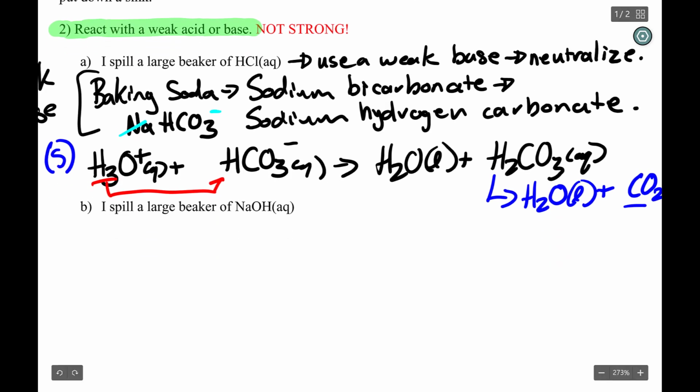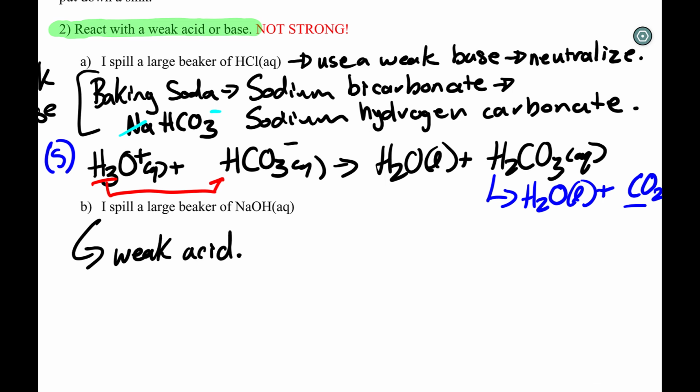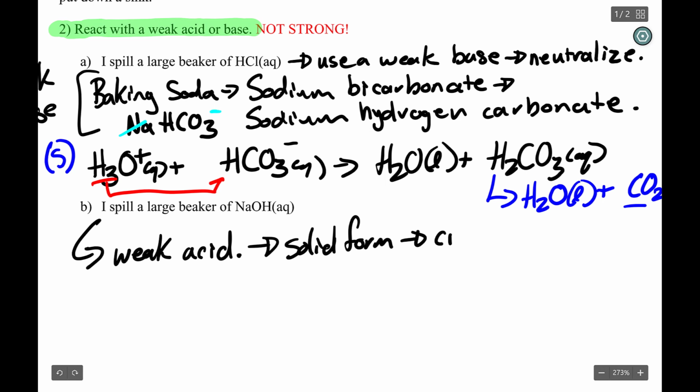Now, if I was to spill a large beaker of sodium hydroxide, what I would want to use is a weak acid. A lot of weak acids are in liquid form, and I can use that, but I could also use some weak acids that are in solid form. I've heard of using citric acid, which you can buy as a solid, dumping that on top of it, and same idea, kitty litter in there to soak it all up.